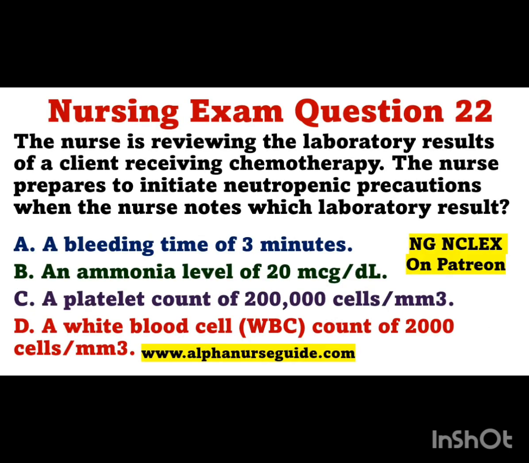The nurse is reviewing the laboratory results of a client receiving chemotherapy. The nurse prepares to initiate neutropenic precautions when the nurse notes which laboratory result. A. A bleeding time of 3 minutes. B. An ammonia level of 20 micrograms per deciliter. C. A platelet count of 200,000 cells per cubic millimeter. D. A white blood cell count of 2,000 cells per cubic millimeter.